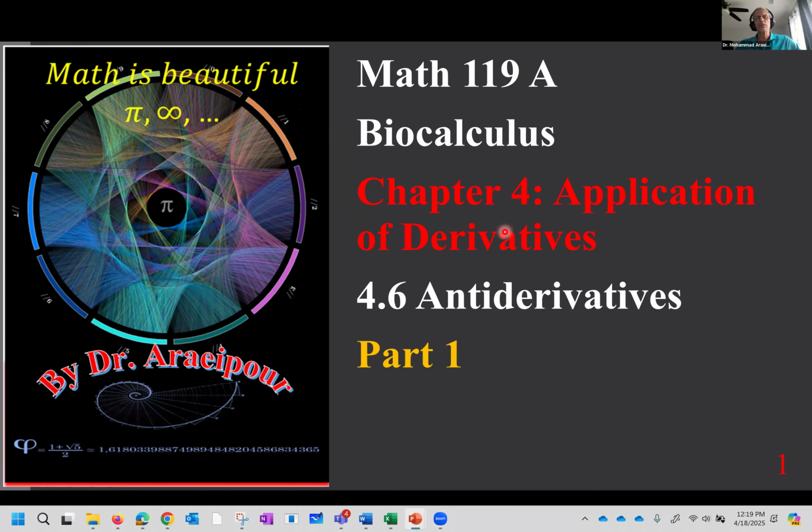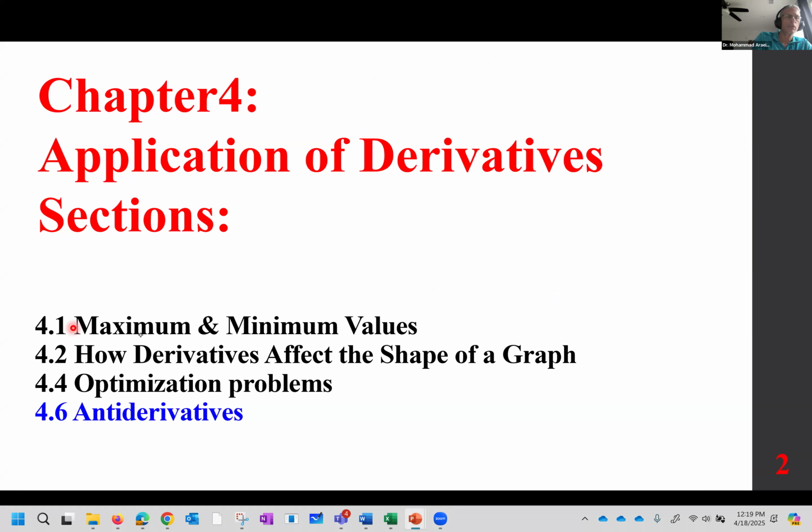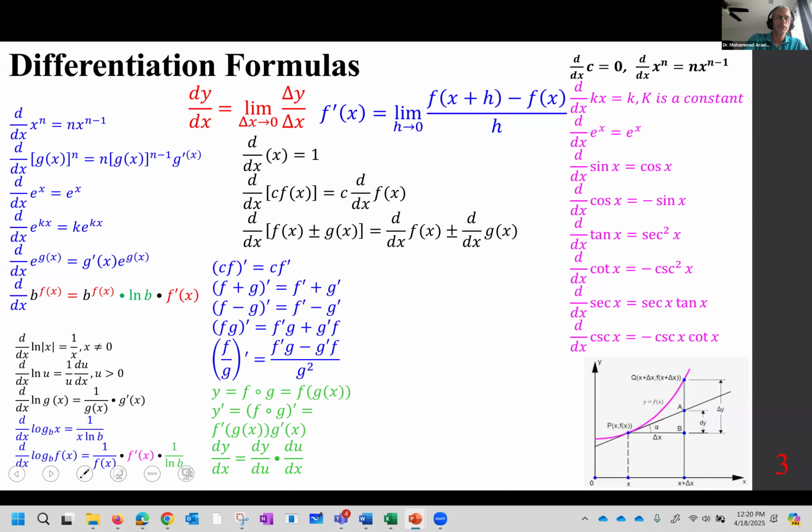Good afternoon, class. We are looking at Chapter 4, Application of Derivatives. Here's Section 4.6, Antiderivatives. So we looked at maximum and minimum values, how derivatives affect the shape of a graph, optimization problems, and now antiderivatives. Again, various differentiation formulas.